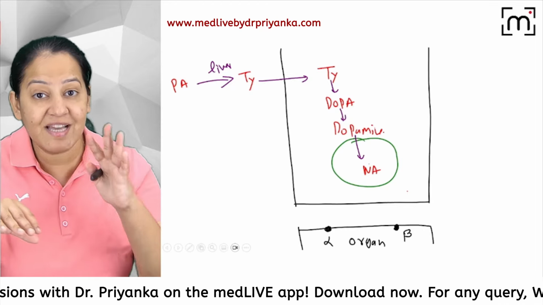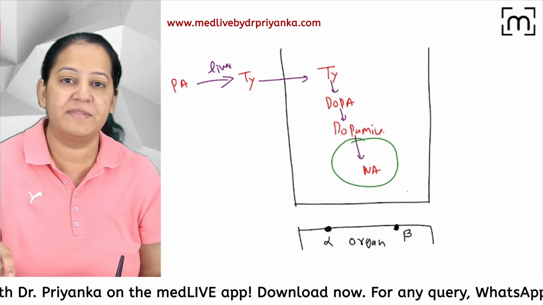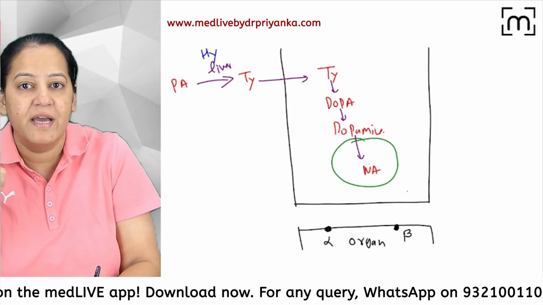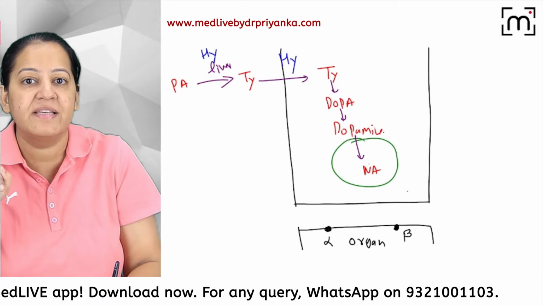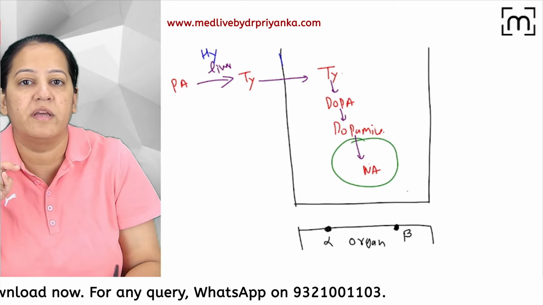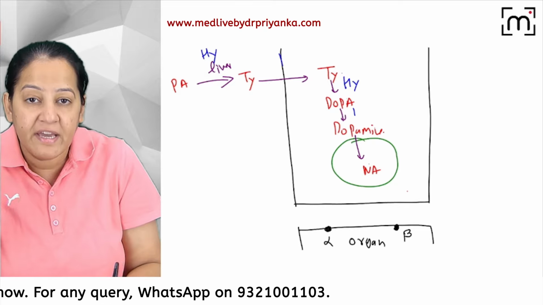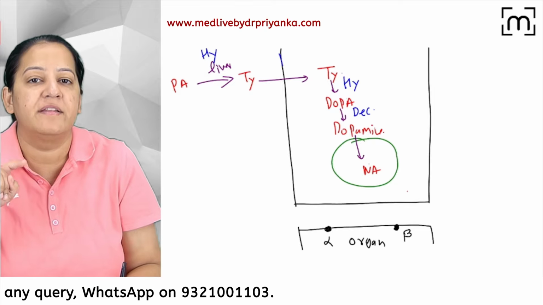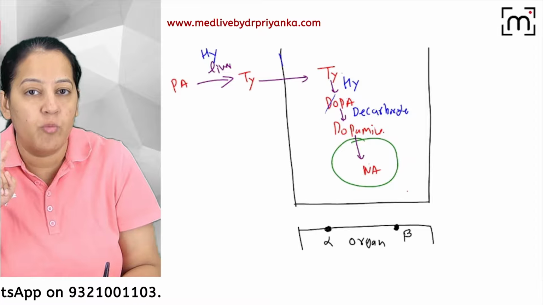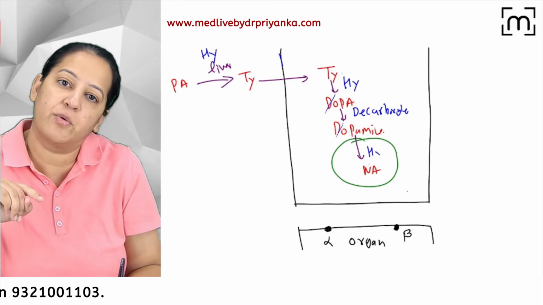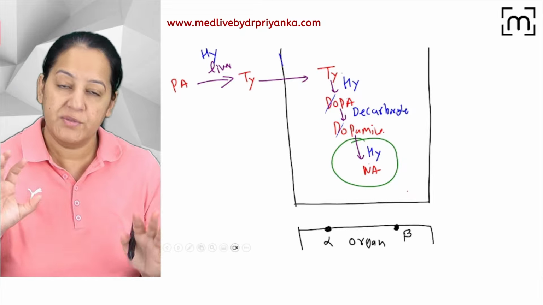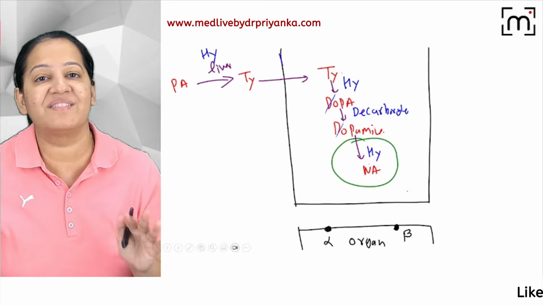Now you have to learn the enzymes at each step. What are the enzymes at each step you have to learn? So here we require an enzyme, hydroxylase. Here also we require hydroxylase. Here, this is the transport. Here also we require hydroxylase. Here we require decarboxylase, that is converting dopa to dopamine. And again here we require hydroxylase. You are getting it. Ultimately noradrenaline is stored here. So this is how noradrenaline is synthesized in the nerve ending.